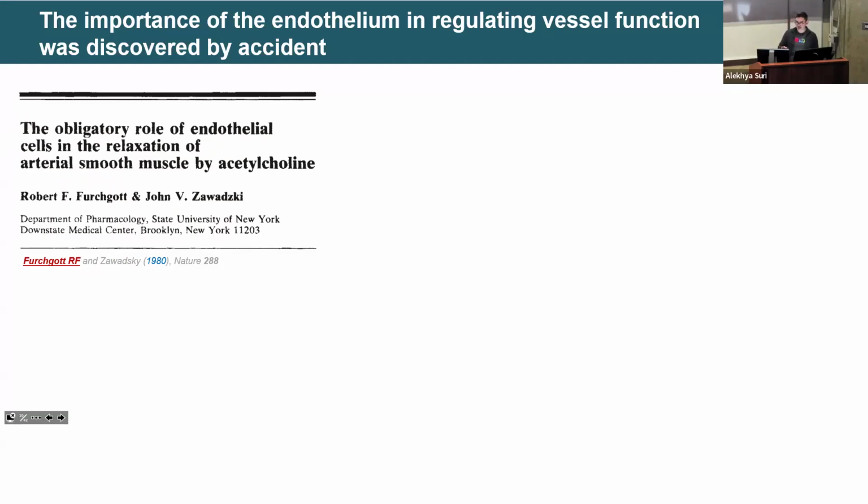At this point in time, it was known that acetylcholine, which is a molecule that's released by parasympathetic neurons, but also by a bunch of other cells, caused vasodilation. That was a known fact. If you put acetylcholine in a blood vessel, an artery or an arteriole, that blood vessel was going to dilate, right? So what was known was that acetylcholine caused relaxation of smooth muscle.